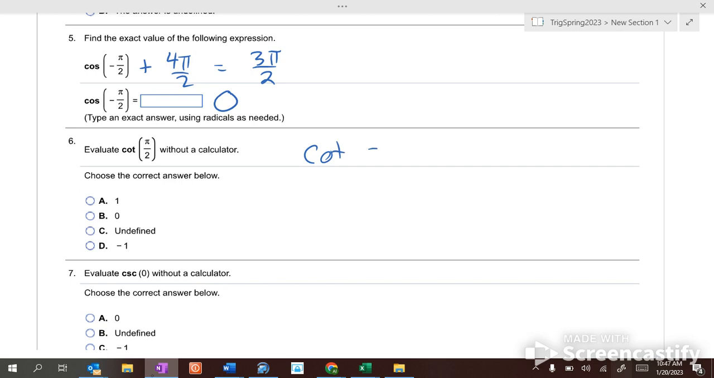Cotangent is equal to cosine over sine, correct? So that would be x over y, because cosine is x, sine is y.